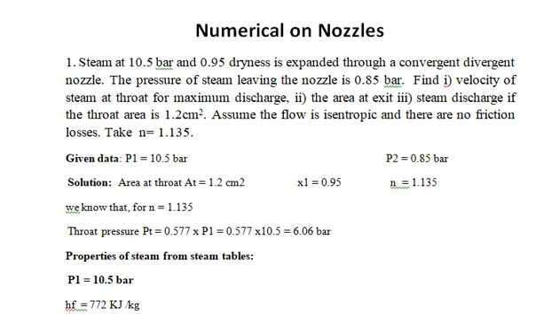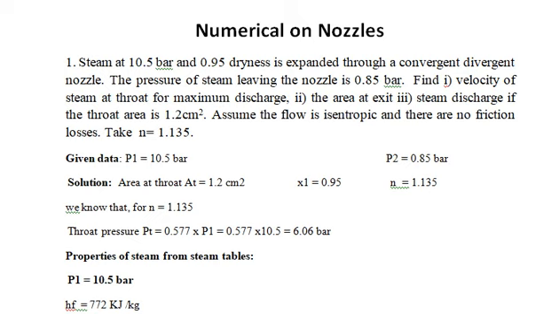So in this numerical, the steam having a pressure of 10.5 bar and a dryness fraction of 0.95 is expanded in the convergent divergent nozzle. When the steam is leaving the nozzle, the pressure is 0.85 bar. The pressure difference is given, and you have to determine the velocity of steam at throat.